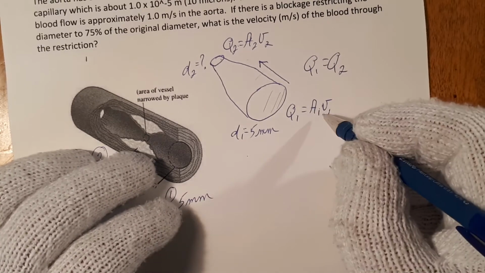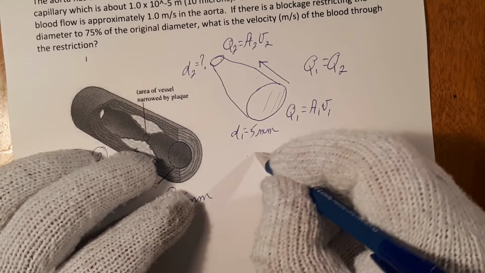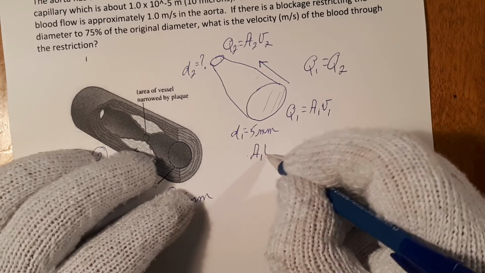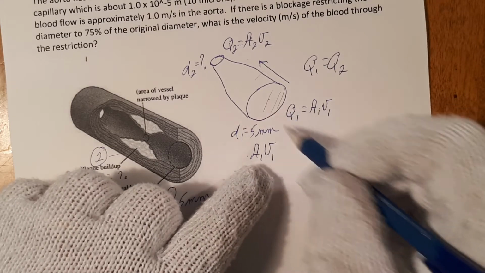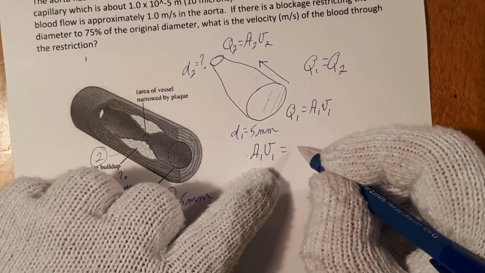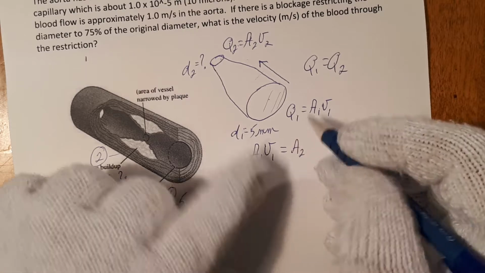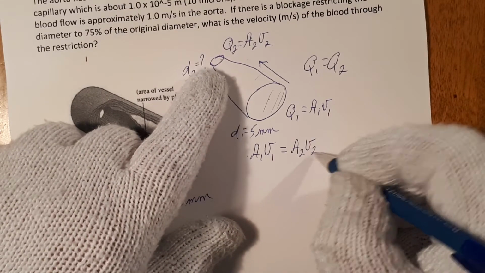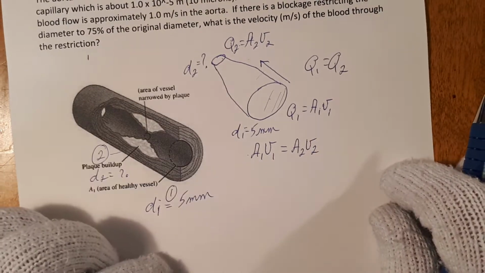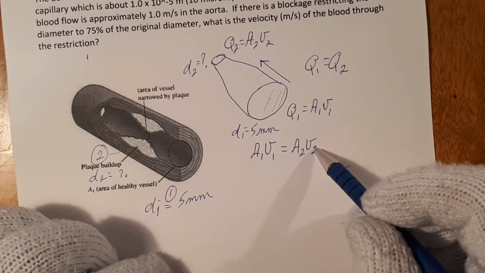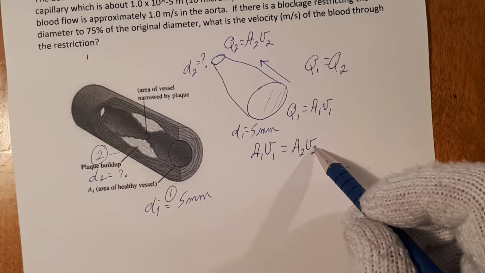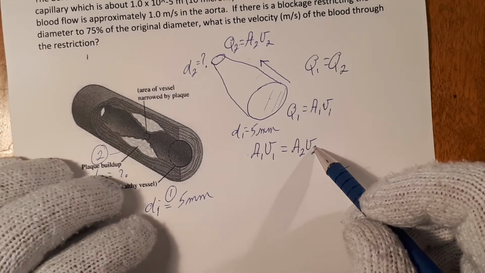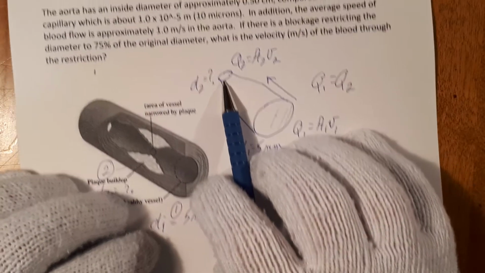We'll go with this one first. The cross-sectional area times the velocity entering here, that is the blood, has to equal the cross-sectional area at the exit times the velocity of the blood exiting. We want to find this one here, V2. So let's calculate what D2 is.